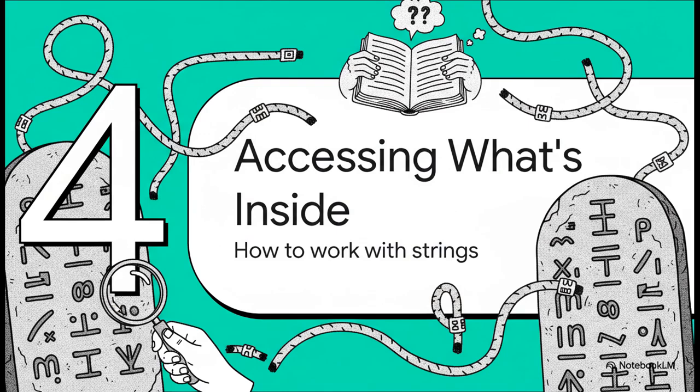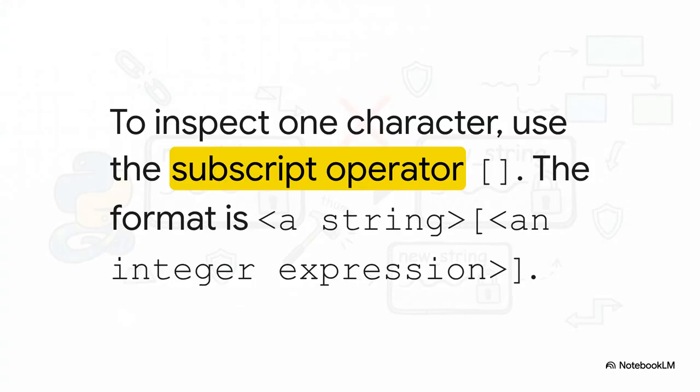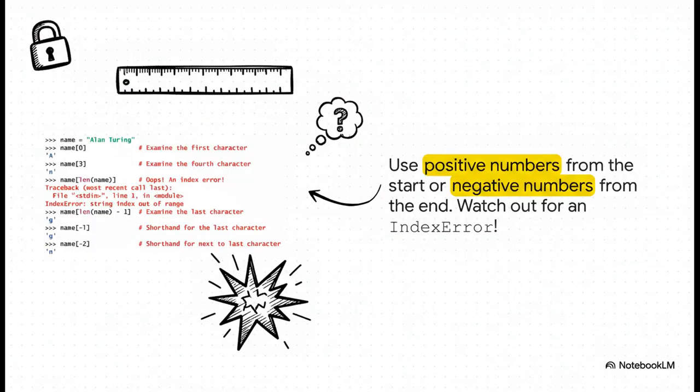So if our strings are carved in stone and we can't change them, how are we supposed to actually work with them? How do we read what's on the stone tablet? Well, your main tool for the job is going to be the subscript operator. Yep, those square brackets. You just give it the name of your string, and then inside the brackets, you pop in the index of the character you want to look at. This lets you inspect any character you want without ever trying to change it. And here we can see it in action.